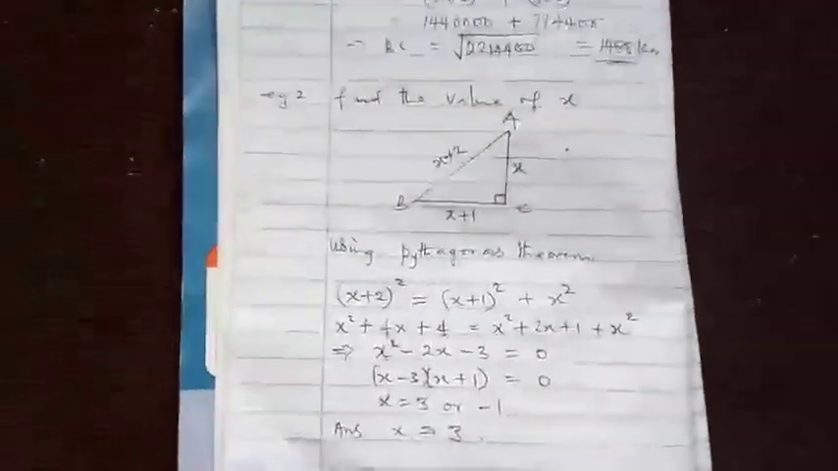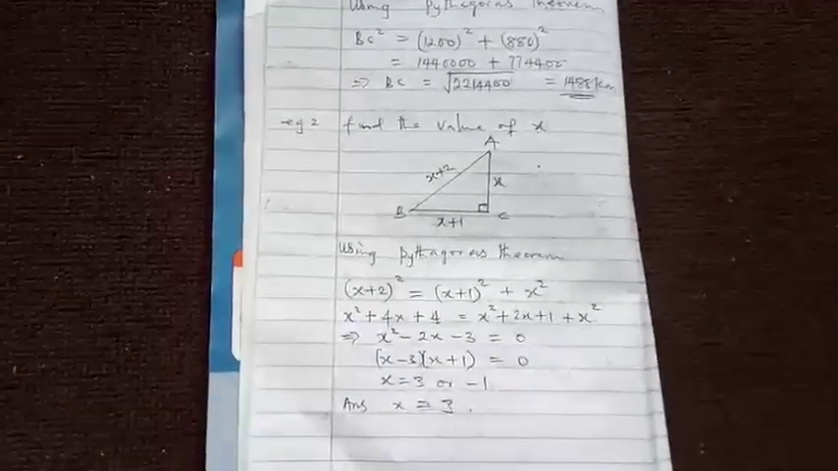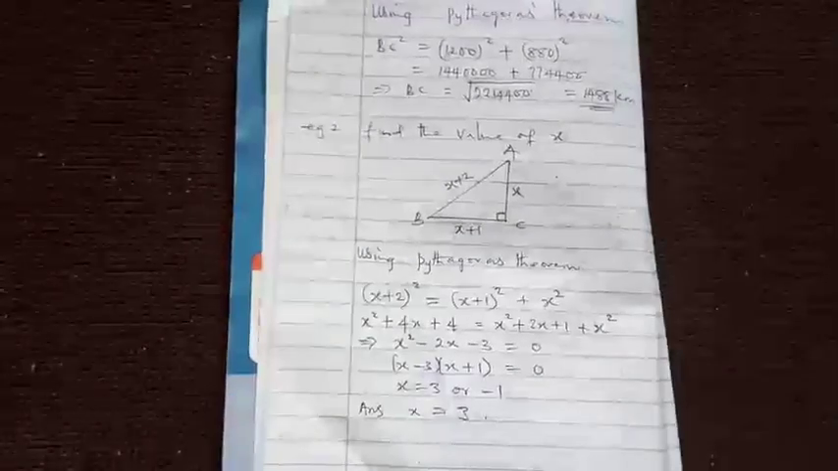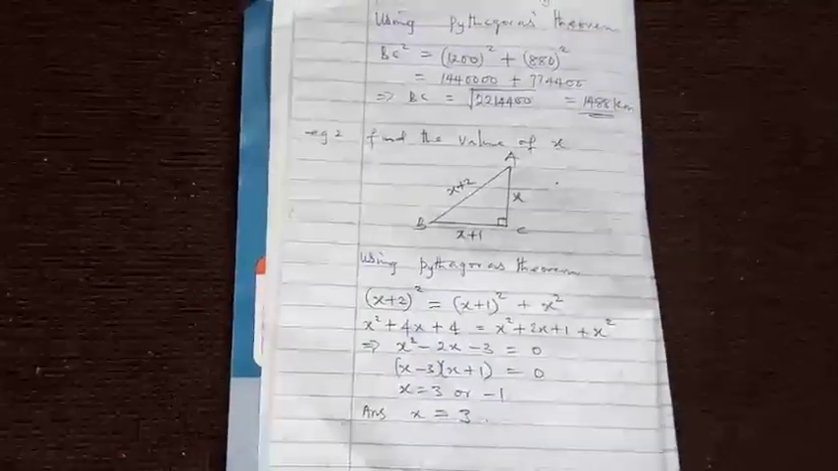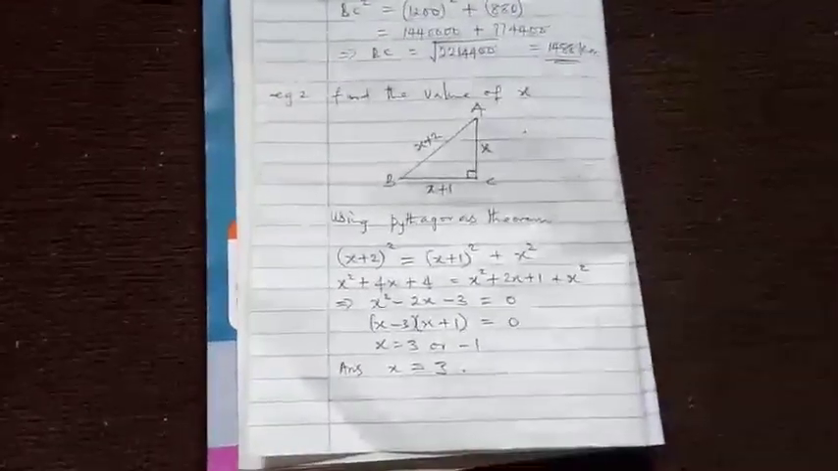So using Pythagoras theorem, let's go to page 2. We notice that BC squared is 1,200 squared plus 880 squared, and that's solving. BC is the square root of 2,214,400. That gives 1,488 km.